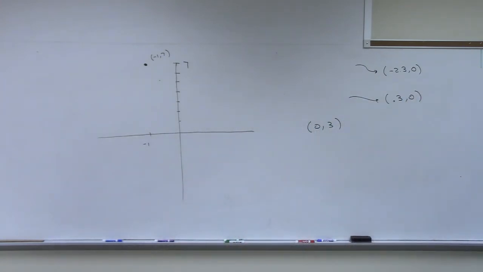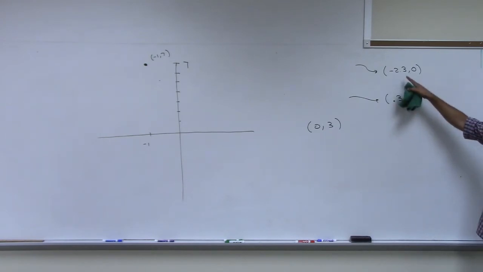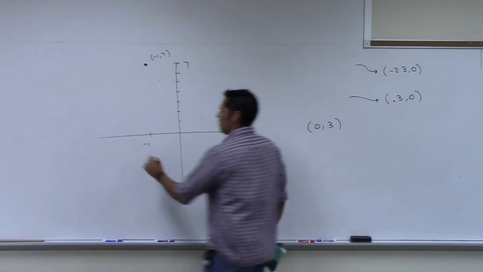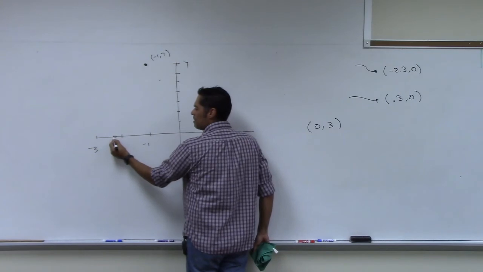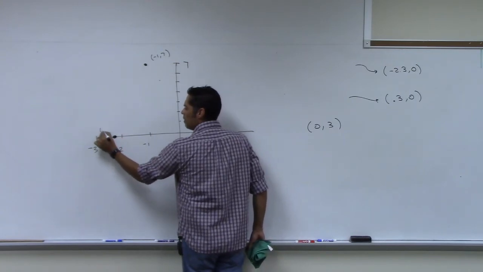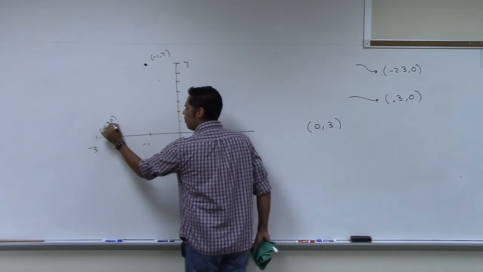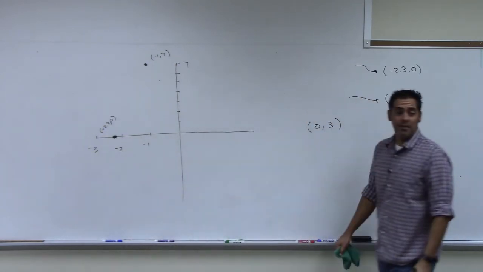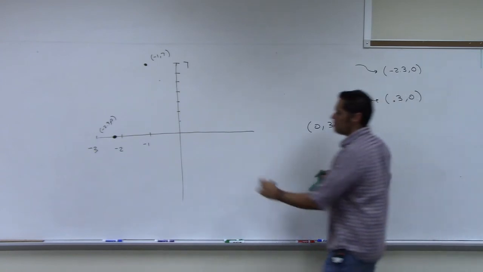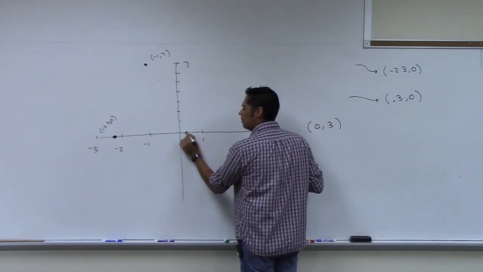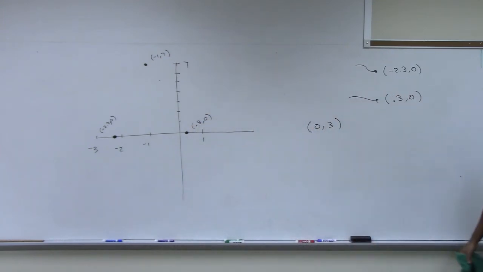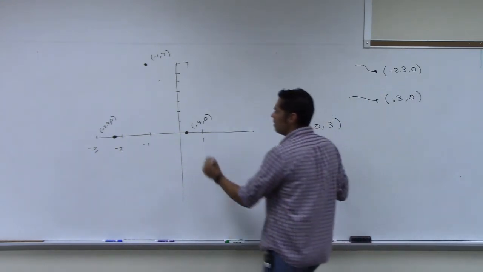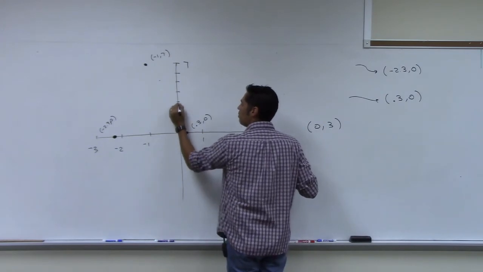What are my x-intercepts? Let's see, -2.3. If this is -2 and this is -3, -2.3 is about right here. That's that point. And then 0.3, positive 0.3, is to the right over here. It's about right here. One more piece of information to graph, and that's the y-intercept, which is (0, 3), which means 1, 2, 3, right here.